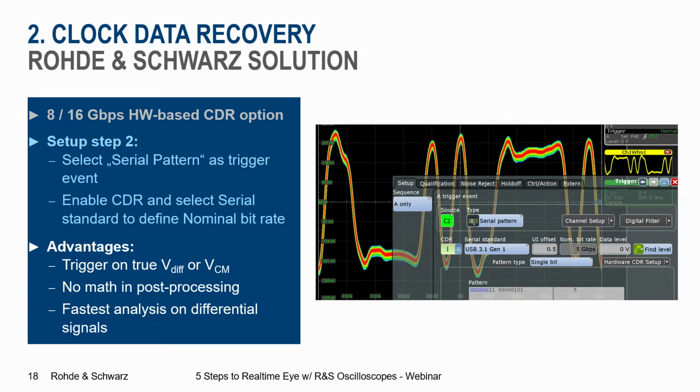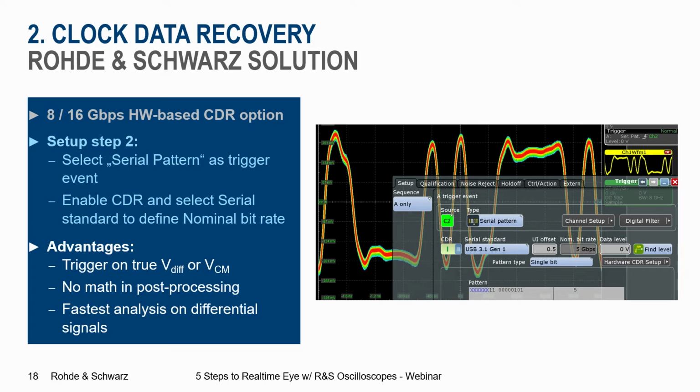Again, the advantage is that I can trigger with this hardware CDR already on a differential signal, or I could even select the common mode signal as a trigger input. Another advantage is that I don't need to do the clock data recovery calculation in the post-processing. So I do this in real time, and I'm much faster in general with my analysis on a differential signal.